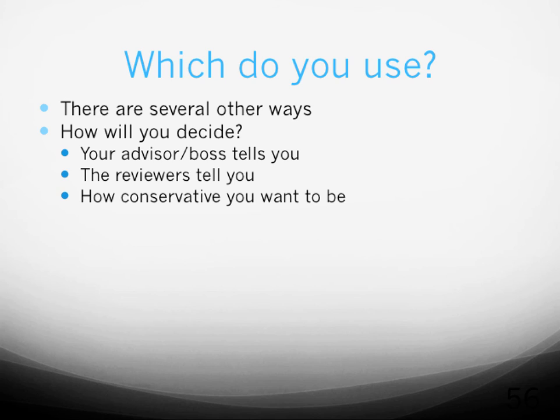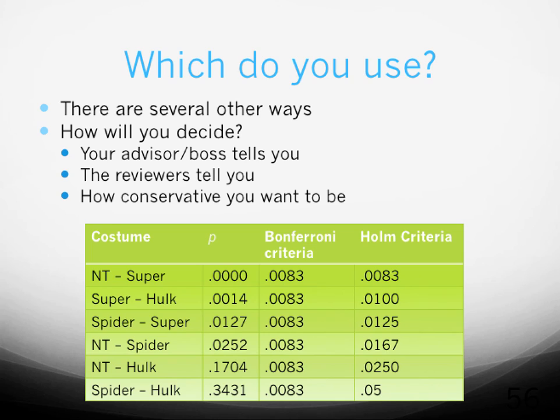Well, it's whoever your advisor or your boss or reviewers or whoever tells you, or it's how conservative you want to be. But I don't care right now that you're able to calculate any of these. I want you to understand them. And so one other example is instead of Bonferroni, it's a Holm criteria. So in that case, what you do is you try to control for global p-value as opposed to across all of them. And some people are okay with this.